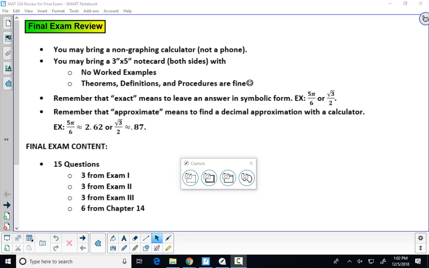Just can't have worked examples. So what's the line between a worked example and a theorem? Like you could write the divergence theorem, but you can't have, oh, if the vector field is x comma y squared, you can't have it worked out, but you can have the theorem itself.